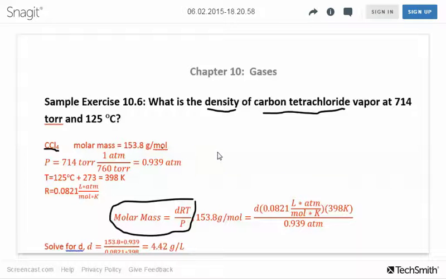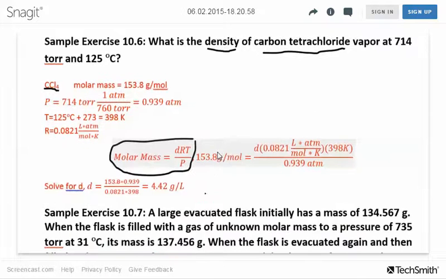Now we're going to plug that into our equation. We have molar mass, we have R, we have T and P. We're just going to solve for d. So we just rearrange this equation and solve for d. The density should be 4.42 grams per liter.